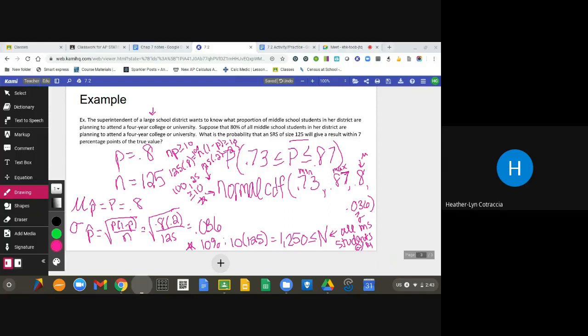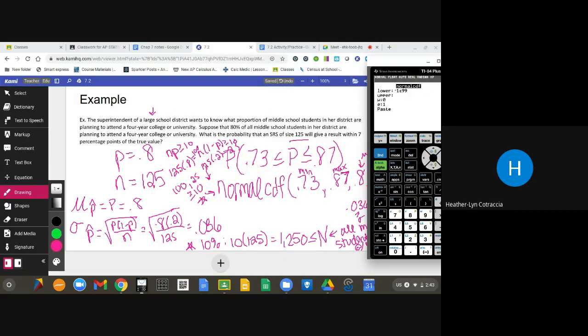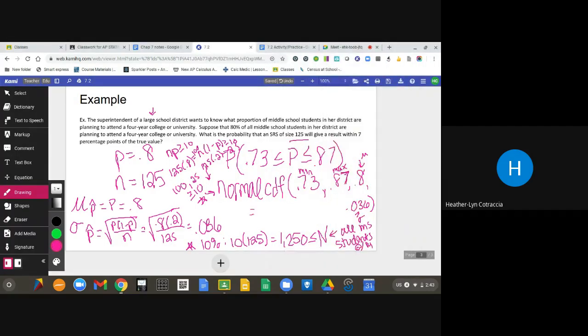Again, if you need a refresher, it's under second. Distributions are vars, and there's that normal CDF. You type in everything that's right there, and you're going to get that the probability is 0.9482. So you have about a 95% chance that between 73% and 87% will be the true proportion of middle school students that go to a 4-year school.